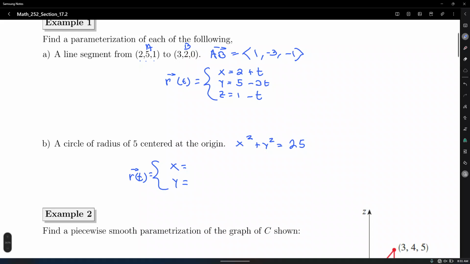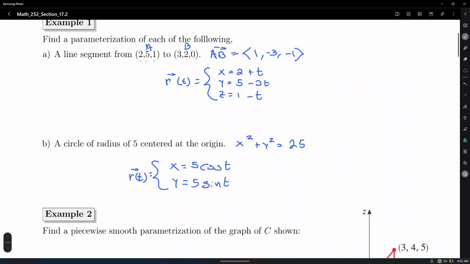Cosine t squared and sine t squared? Well, not squared. Okay, there's a cosine involved. All right, but I would be missing something. The radius. Where do we put the radius? Okay, so that would be 5 and 5.